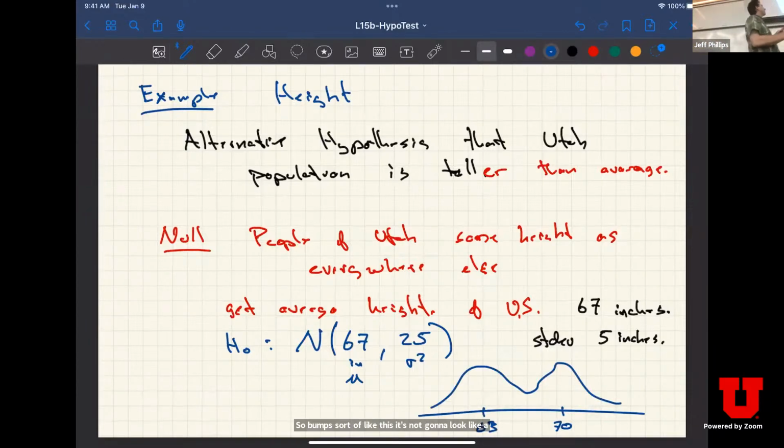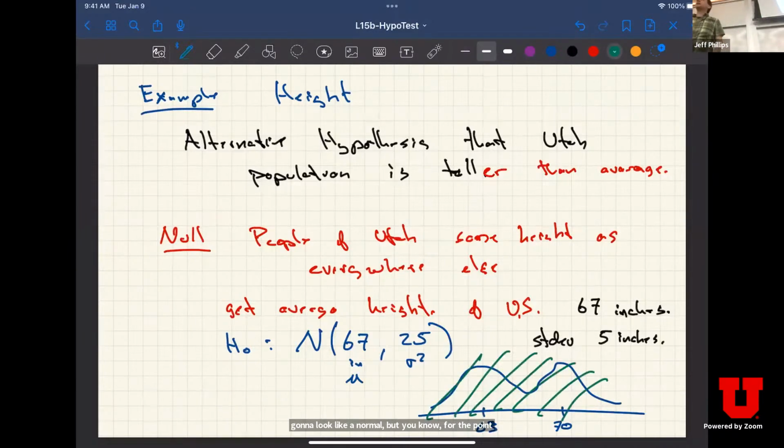It turns out there are two bumps typically because if your sex is male, you're typically taller than if your sex is female, based on birth. So it's not exactly going to look like a normal, but for the point of this exercise, we're going to ignore this. Okay, we'll use a normal distribution. It'll make the calculation simple.